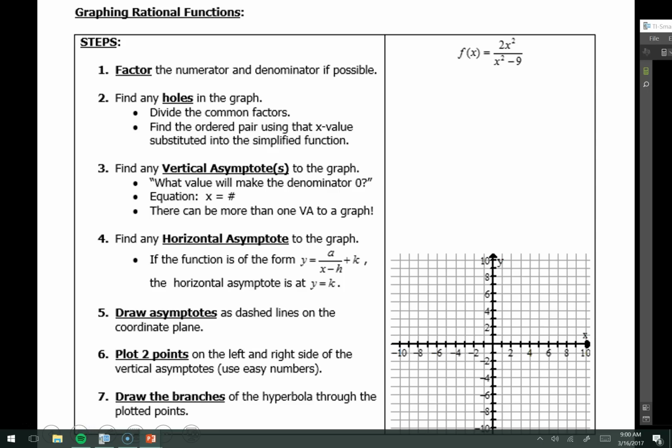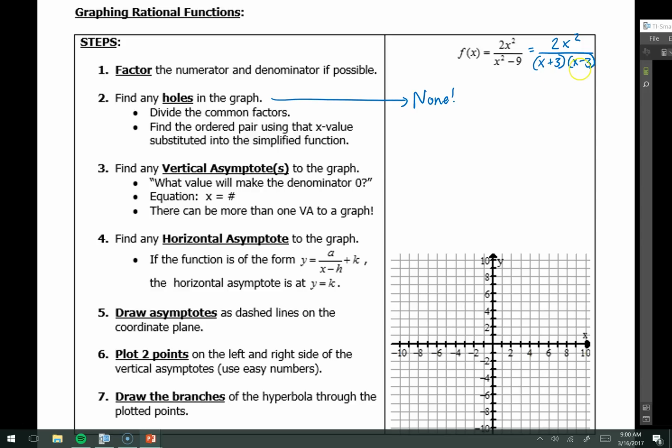Okay, so let's get to the actual graphing now. The first thing we need to do is we always factor. So let's look at if we can factor either the numerator or the denominator. In this case, we can factor the denominator. So I'm going to factor that difference of perfect squares to x plus 3 times x minus 3. Okay, so now I need to find any holes. So ask yourself, is there anything that divides out? There's not anything that divides out in this one, so that means there are no holes that we have to worry about.